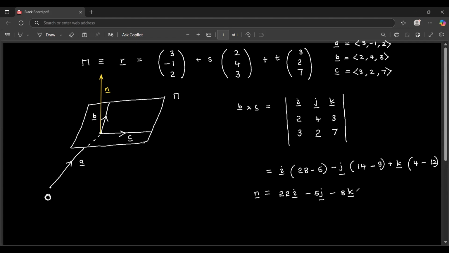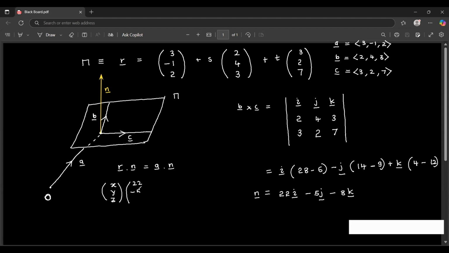Now what we have to do is find the Cartesian equation. So r dot n is equal to a dot n, and r is (x, y, z). Since we are finding the Cartesian equation, n is (22, -5, -8). Similarly, what about A? For A, you can directly substitute (3, -1, 2), because it's a point on the plane. So this is the position vector of a point on the plane. You can use (3, -1, 2), or you can replace values for s and t to come up with different values, so that you can use it to find the answer. But in this case, we will directly use (3, -1, 2).